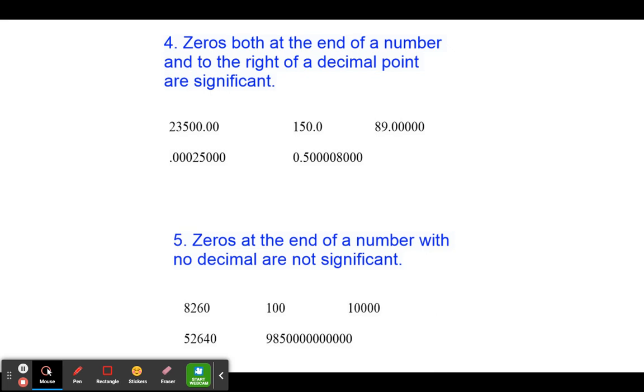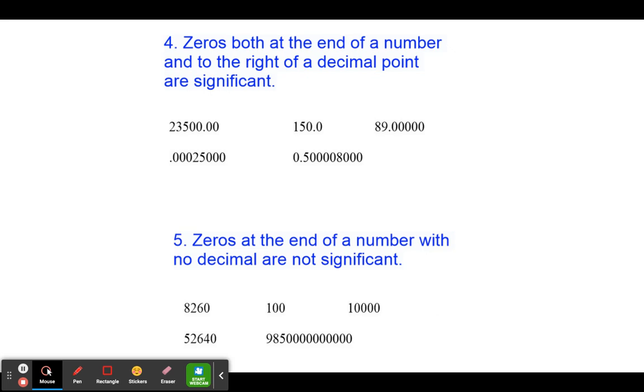Why in 0.0500008000 are those last zeros significant? Because they're to the right of the decimal point. So that is as sure as you can be. Does that make sense? When you're measuring, you want to be as sure as you possibly can. Whenever you have zeros to the right of the decimal point, that makes your measurement more sure, more complete. All right, number 5.